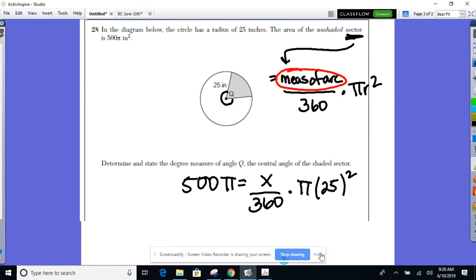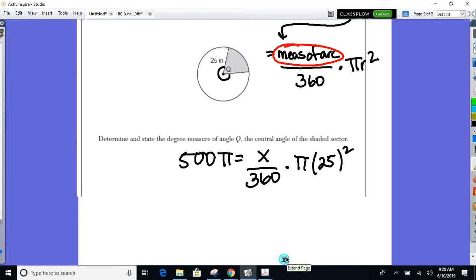All right, so I'll help you guys solve this here. What do I have on both sides that I can get rid of, to make my life a little easier? The pi's can go on both sides, so I'll be left with 500 equals x over 360 times, what's 625?